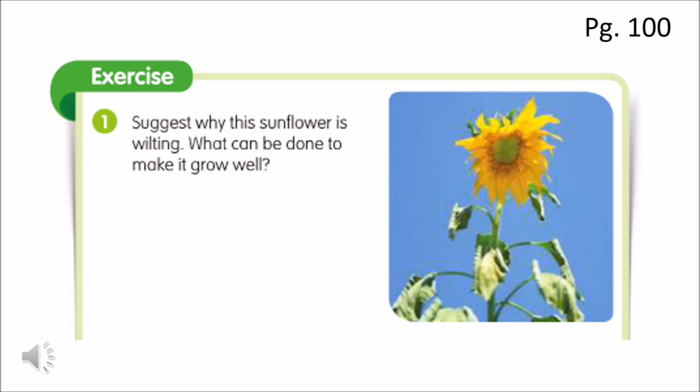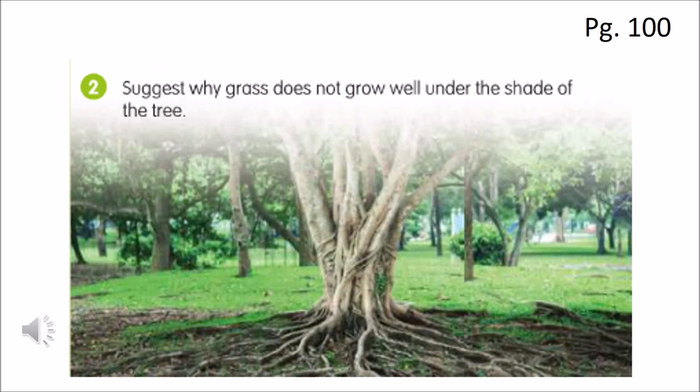Here's the first exercise on page 100. Number 1, suggest why the sunflower is wilting. What can be done to make it grow well? And question 2, suggest why grass does not grow well under the shade of the tree. So, can you please complete the exercises and come back?